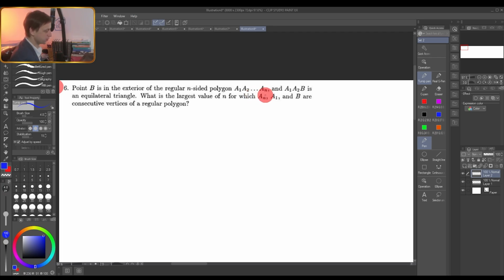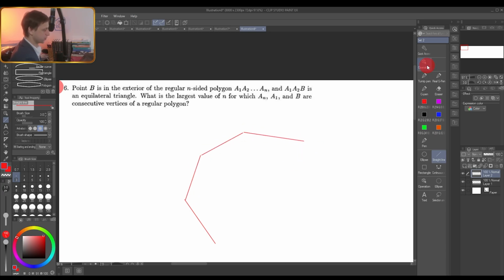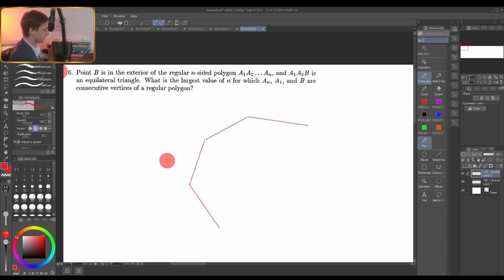So let's make a picture right away. We have a regular polygon that looks like this, A1, A2, An. So the general form will be like this, and there is a point B somewhere in the exterior, somewhere here, such that A1, A2, B is an equilateral triangle. So A1, A2 are consecutive vertices. It means that the picture should look the same. For example, A1 here, A2 here, and B is in the exterior, so this is an equilateral triangle.